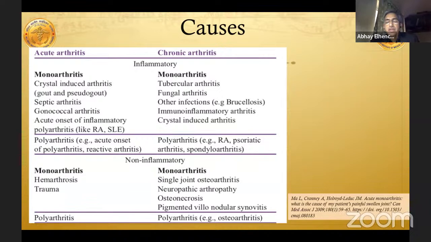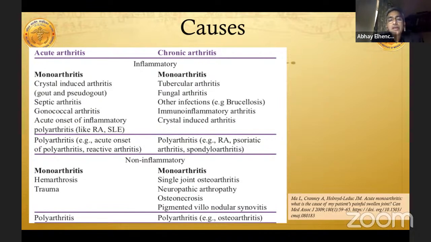Or it could include diseases like tubercular monoarthritis and fungal monoarthritis, which is also becoming extremely important with respect to the COVID spectrum of diseases that we have seen in the past 2.5 years, with a lot of mucormycosis coming into the picture. And certain other infections such as brucellosis, and immunoinflammatory arthritis and crystal-induced arthritis.